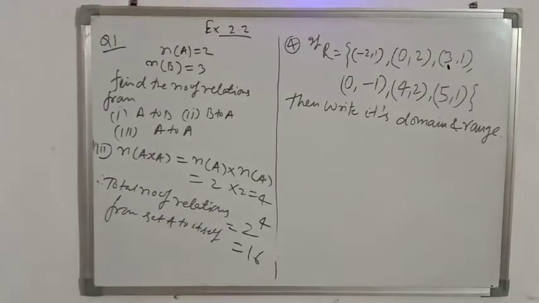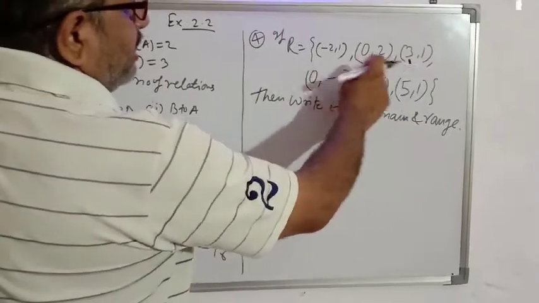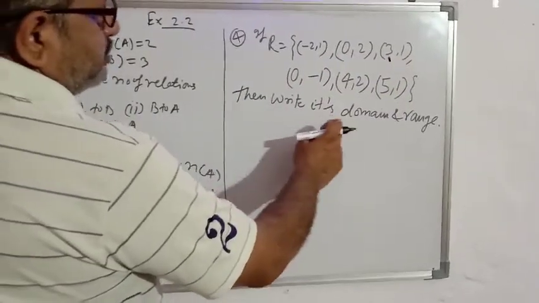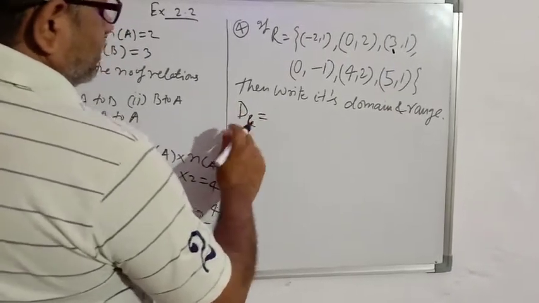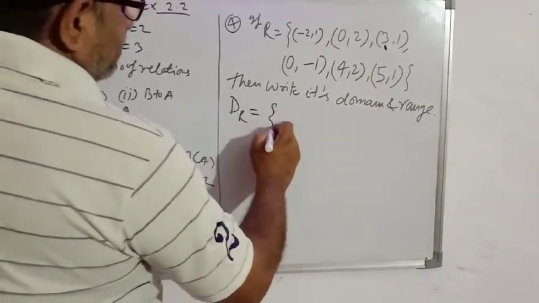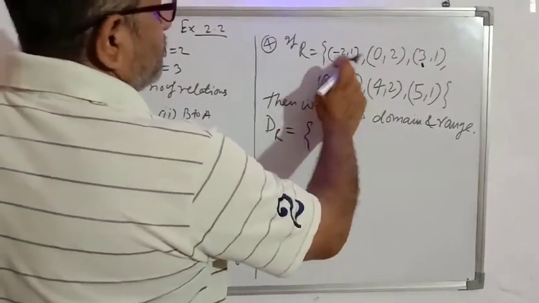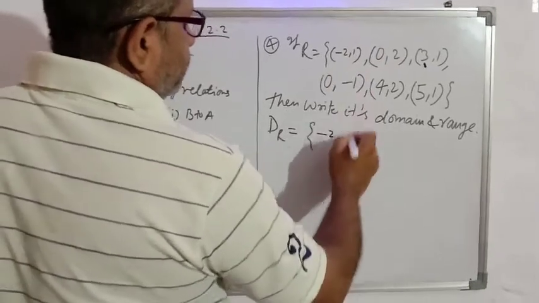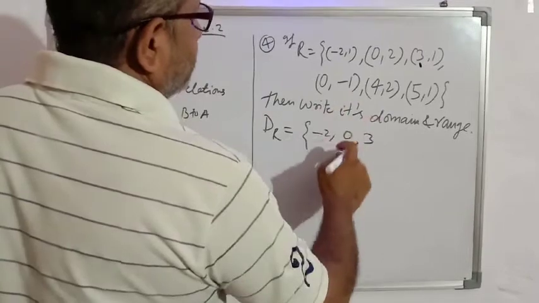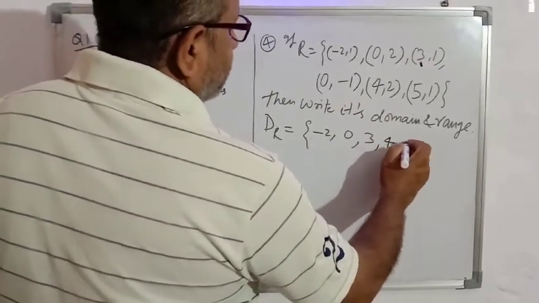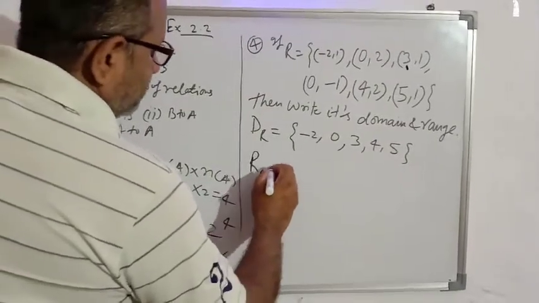In question number 4, a relation set is given in ordered pairs. We have to write its domain and range. So what is the domain of the relation? DR means domain of the relation. We know that the collection of first components is called the domain. So collect the first components: -2, 0, 3, 0 is already written here, 4, 5. This is the domain.